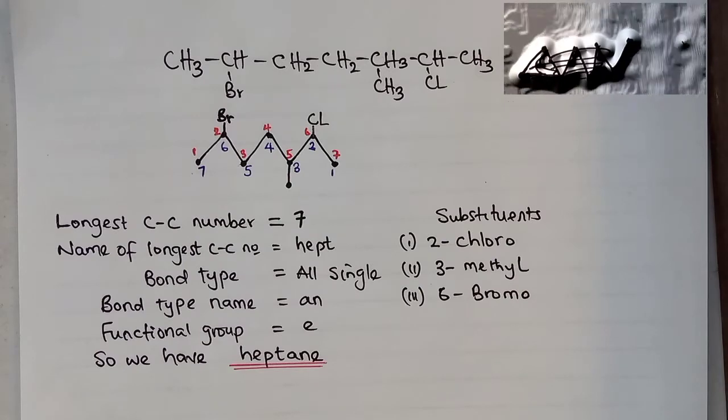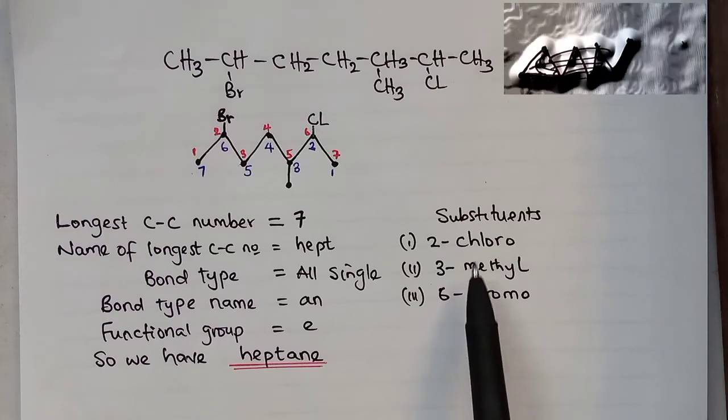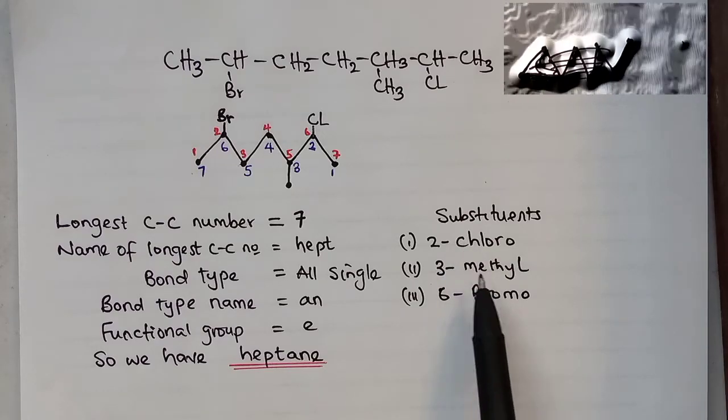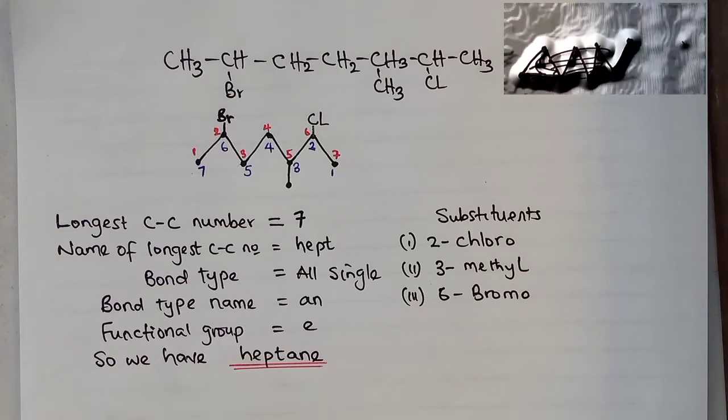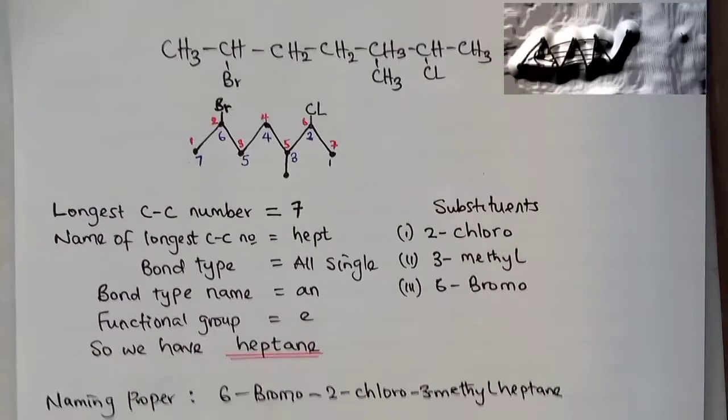Okay, when we combine this, remember that for us to name this, we are going to follow the alphabetical order. This comes first, followed by this, followed by this. That is a substituent. And you know that we write the substituent first, followed by the parent name and the functional group. So we have the names to be.